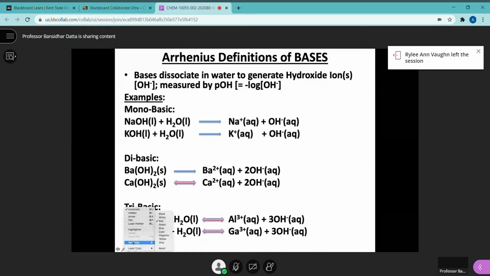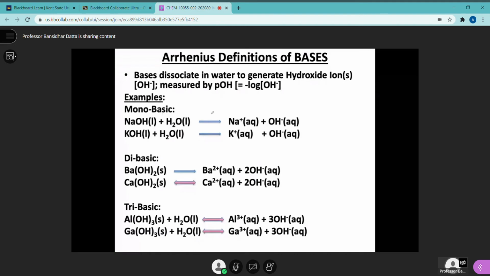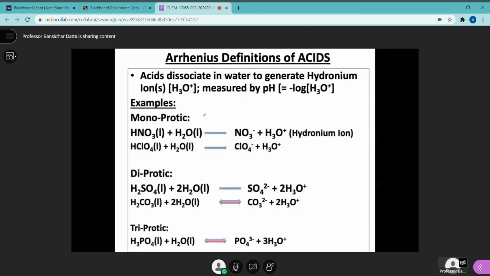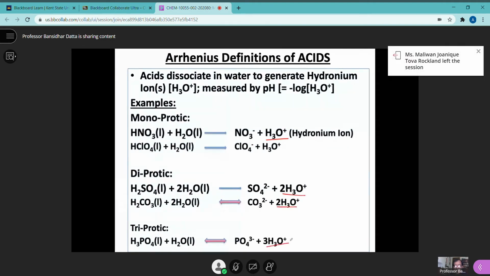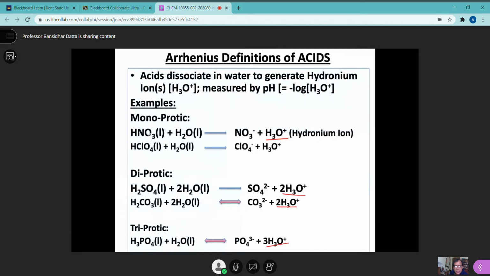All right. So far we talked about how to determine strong acids and strong bases. So this is a strong acid basically. Acids dissociate in water to make the anion and the hydronium ion. One hydronium ion, monoprotic; two hydronium ions, diprotic; three hydronium ions, triprotic. If the concentration of hydronium ion is equal to the concentration of the acid itself, for example nitric acid, it's a strong acid. If the concentration of hydronium ion is less than the concentration of the acid, it's a weak acid.